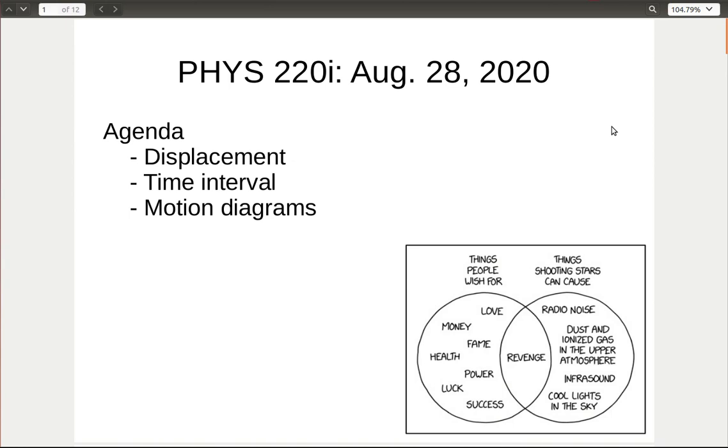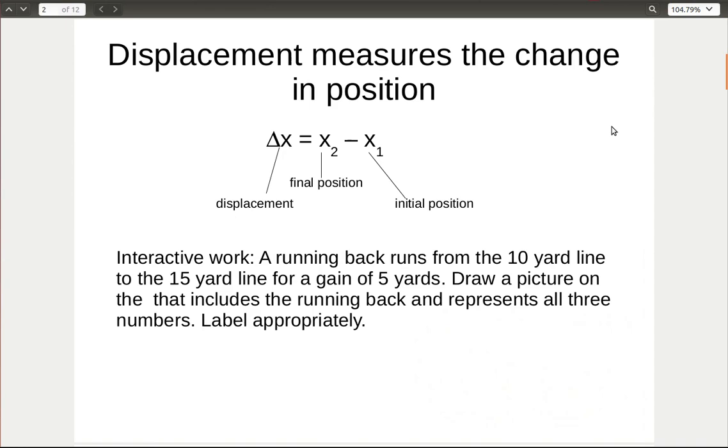Okay, let's talk about some physics. Our goal is to describe motion this semester, and one fundamental idea related to motion is position, where an object is and how it's moved. So when objects move, we can think of their initial position and final position. To begin with, we're just going to think about one-dimensional motion, so motion along a number line.